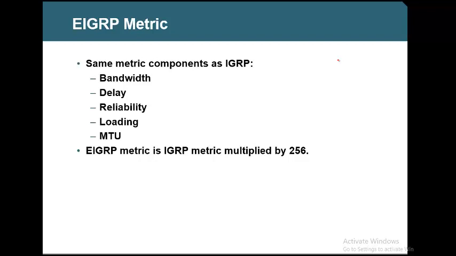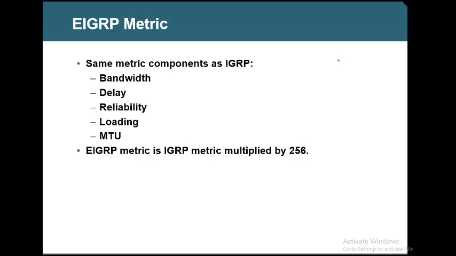Next, EIGRP and IGRP both are Cisco protocols. In fact, IGRP is no more because EIGRP is a better version of IGRP. Yes, EIGRP is a better version of IGRP.